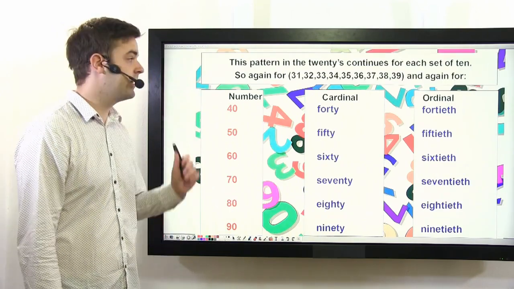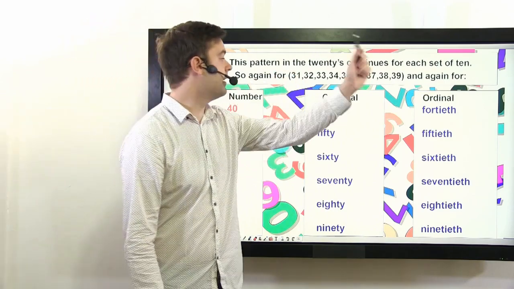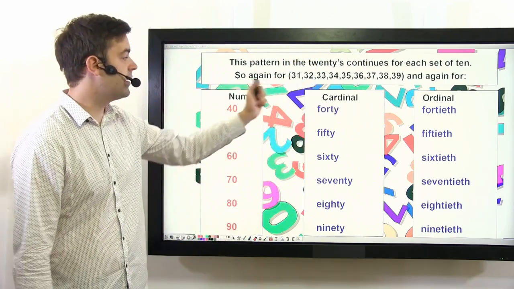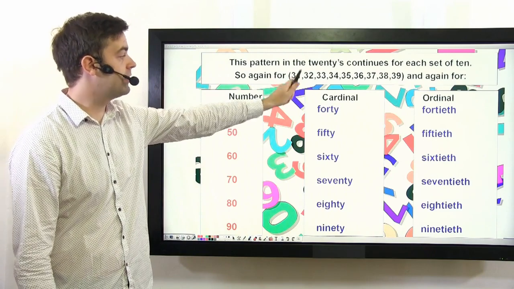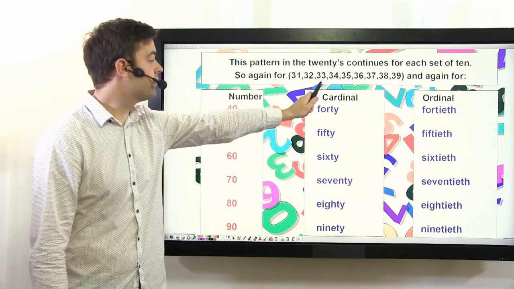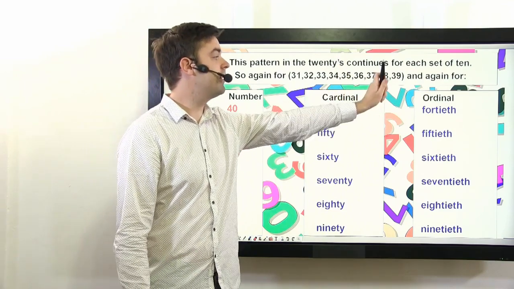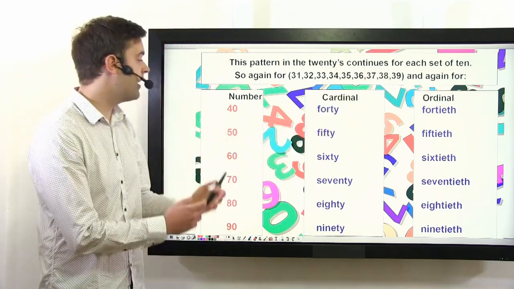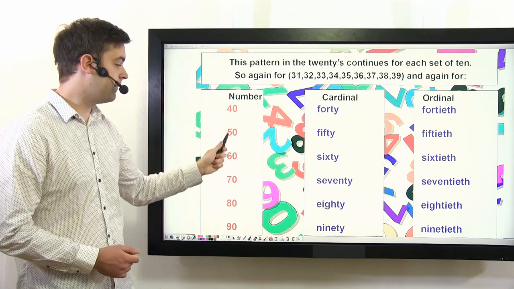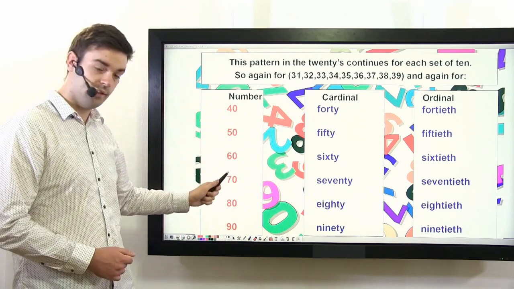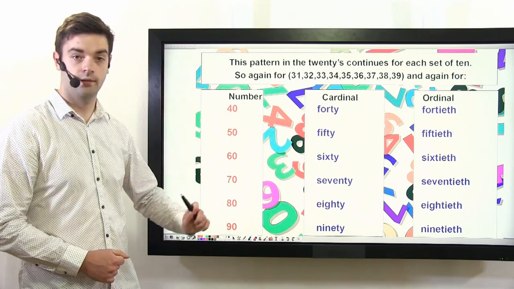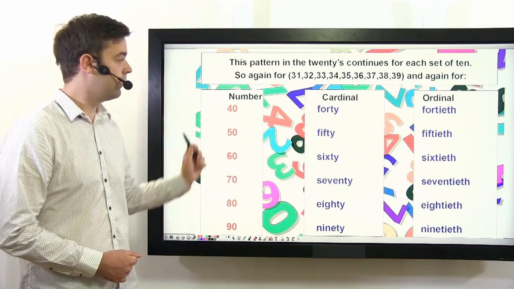This pattern in the 20s continues for each set of 10. So again, for 30, 31, 32, 33, 34, 35, 36, 37, 38, 39, and again for 40, 50, 60, 70, 80, and 90. Let's have a look at these numbers.